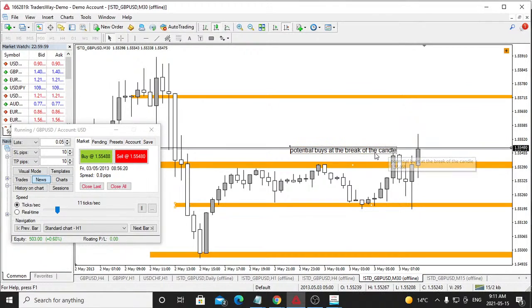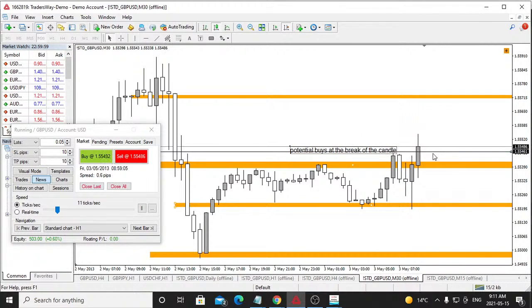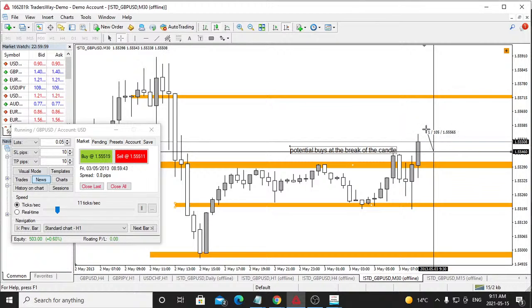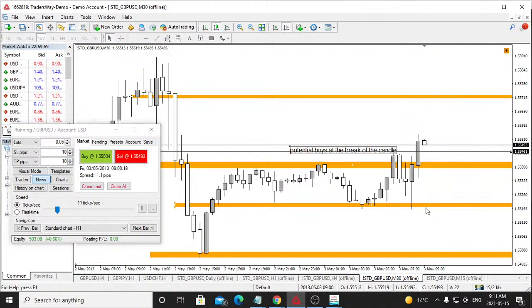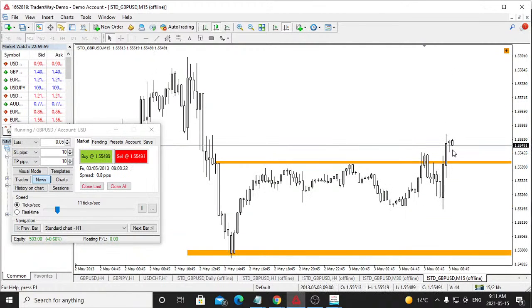So I had the potential buys above the break of the candle, broke the candle. That's where I had my buy stop. I probably could have had my buy stop here, which would have given me an extra 6, so it would have given me a total, maybe. Maybe. But then again, when I watched it, it was really choppy here. Look how much it came back down to.